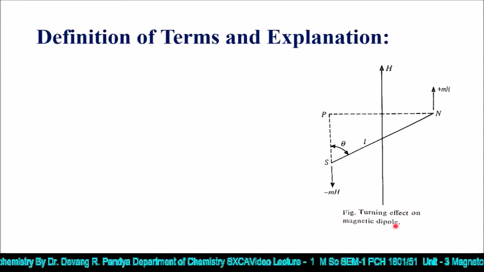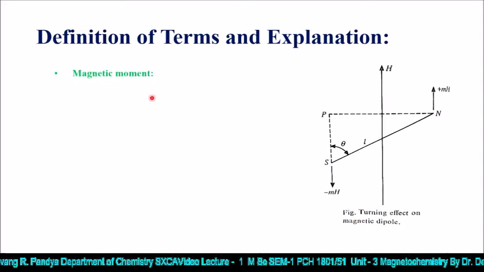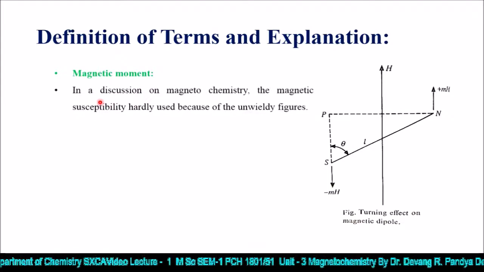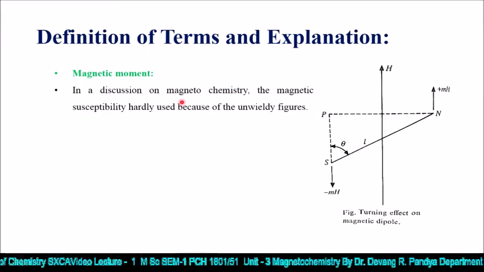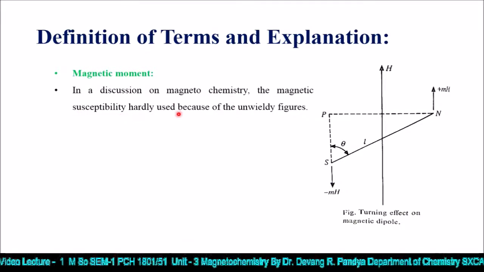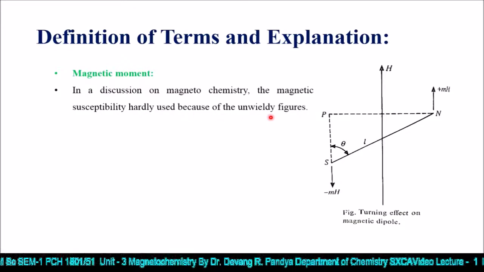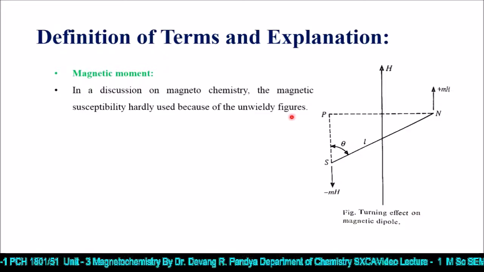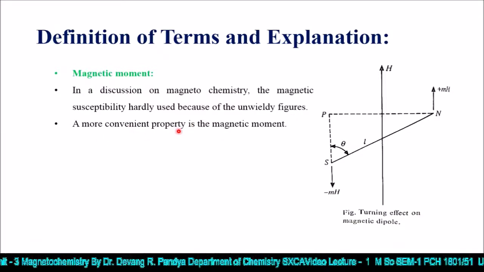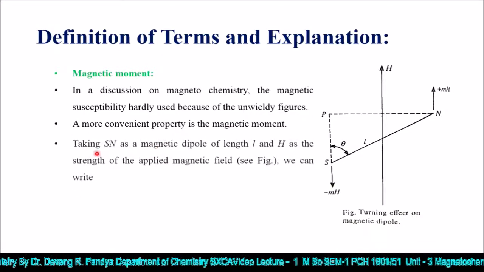Now, turning effect on a magnetic dipole. Magnetic moment, another term we need to discuss. In a discussion on magnetochemistry, the magnetic susceptibility is hardly used because of the unwieldy figures. A more convenient property is the magnetic moment.